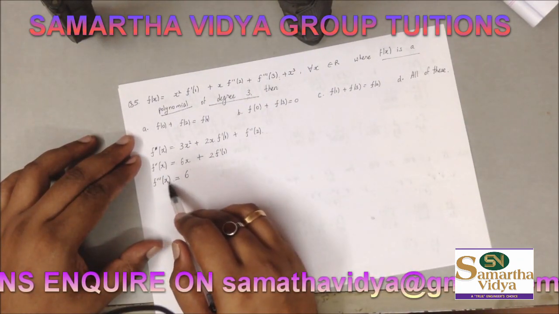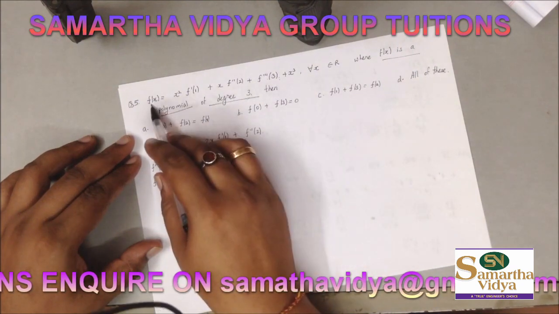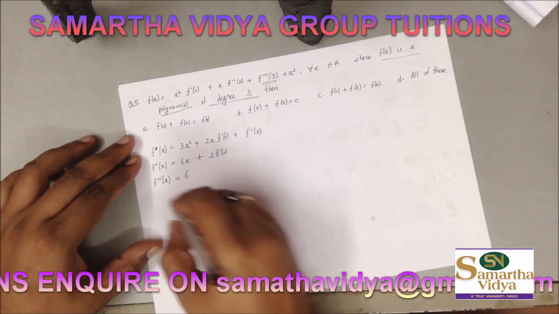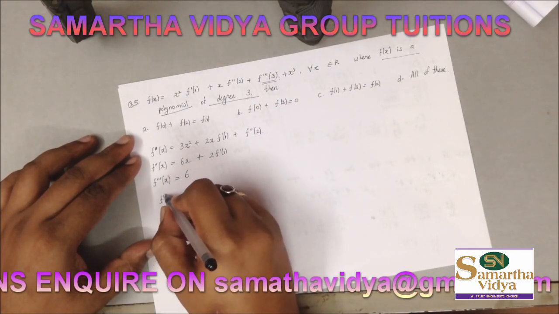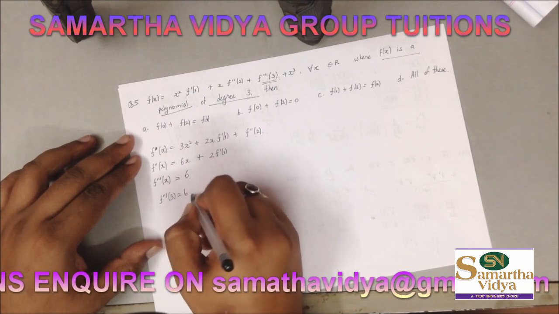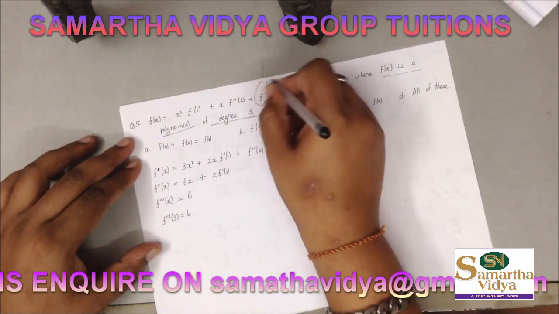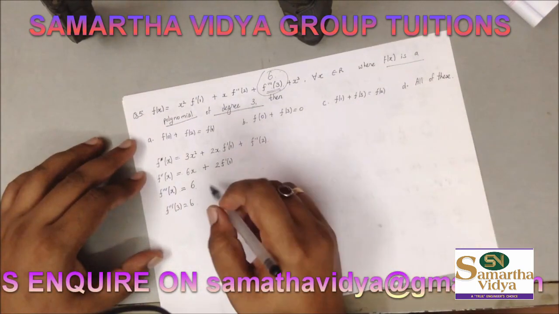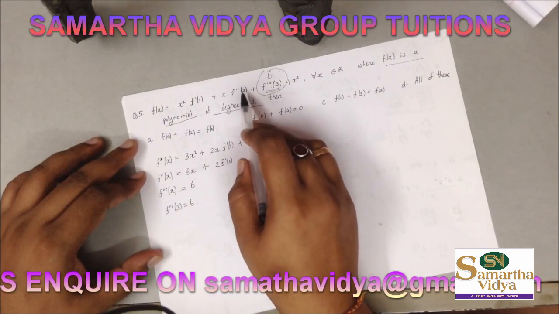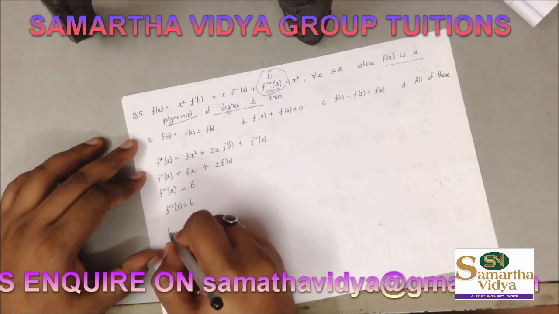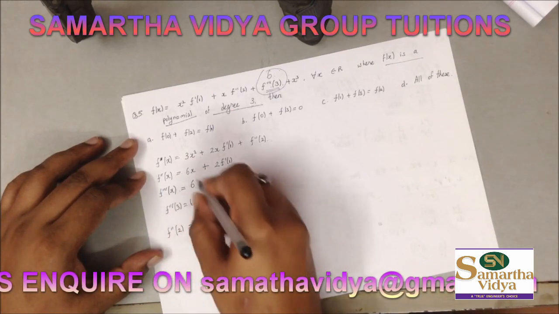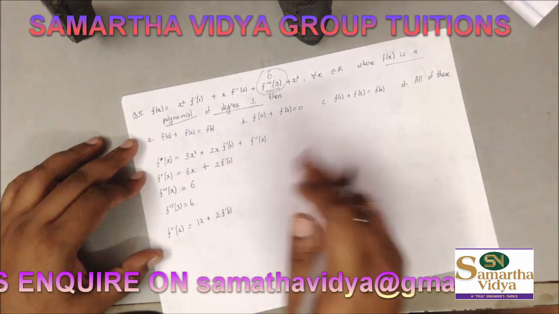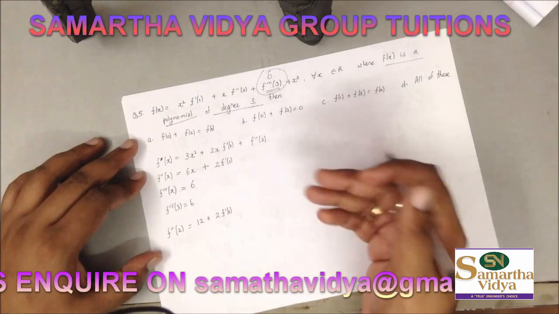So f triple dash of x is 6. Basically I need to find this function. I have found the triple dash term. Now if I substitute x as 3 in this, f triple dash of 3 is nothing but 6. So one term is down. Now going ahead, I need the double derivative at 2. So let's find f double dash of 2. That becomes 12 plus 2 f dash of 1. Here we cannot do any simplification, so we have to move ahead.